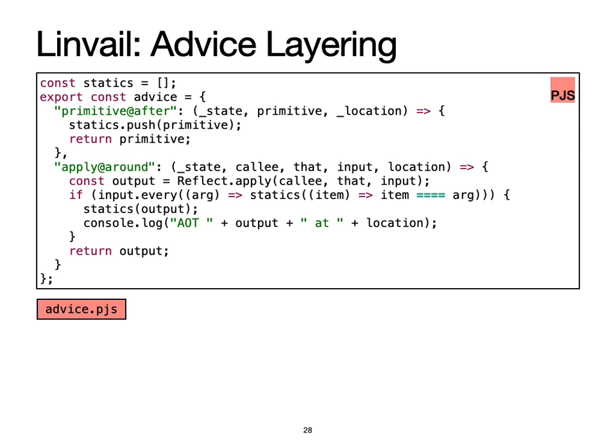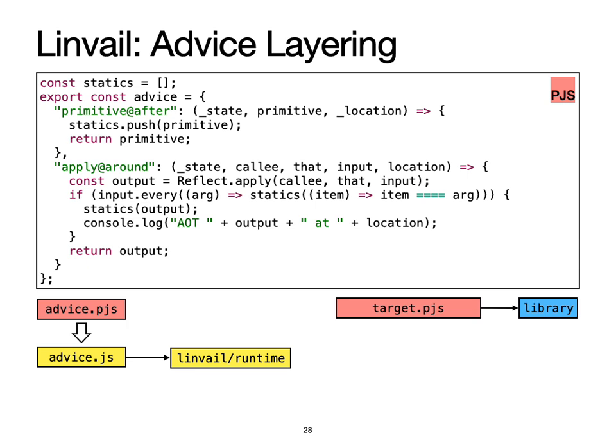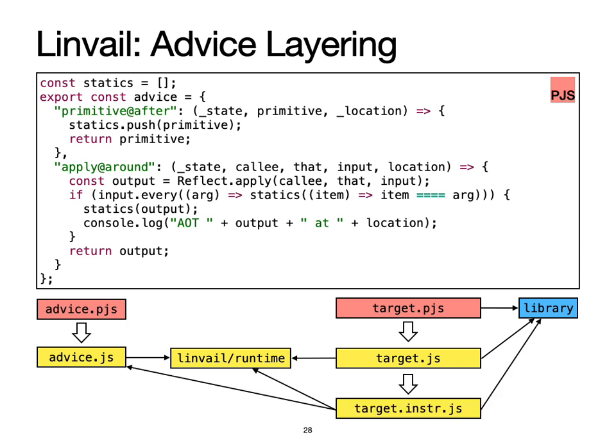The first is called advice layering, and I'm going to describe it through our motivating analysis. The advice being provenance-aware, it should be transformed by Linveil, and after instrumentation, it imports the Linveil runtime. But this is only half of the picture. The second half concerns the target of the analysis. To track provenance through the target, it should be transformed by Linveil as well. But we still need to weave the advice of the provenance-aware analysis, and this requires a second transformation pass.